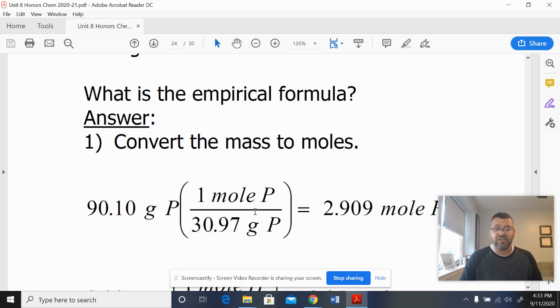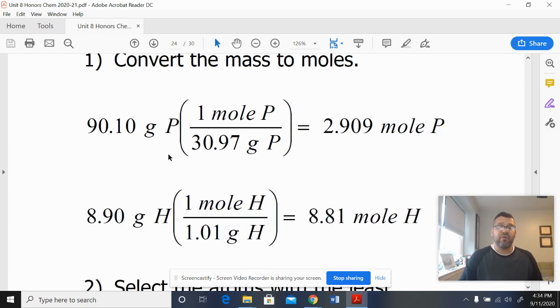Molar mass of phosphorus is 30.97 grams. So again, what you want goes on top. The moles go on top. So 1 mole over 30.97 grams. So 90.10 divided by 30.97. The grams of phosphorus cancel, leaving you with the moles of phosphorus on top. And it gives you 2.909 moles of phosphorus. 4 significant figures because of this over here.